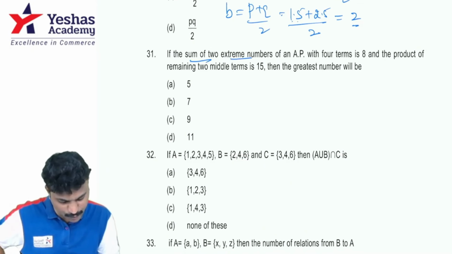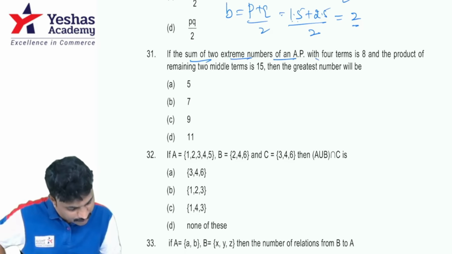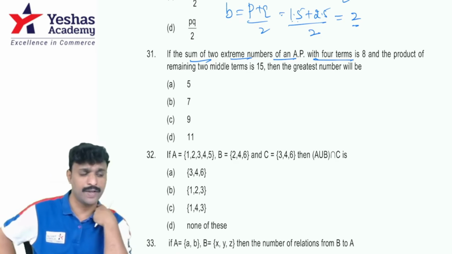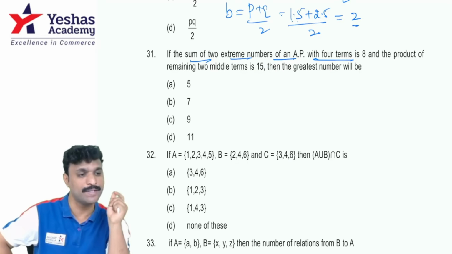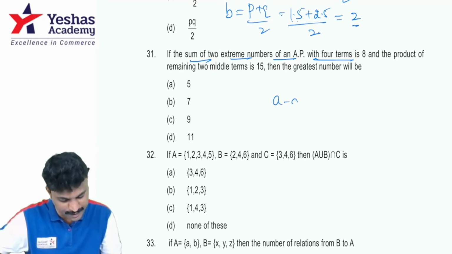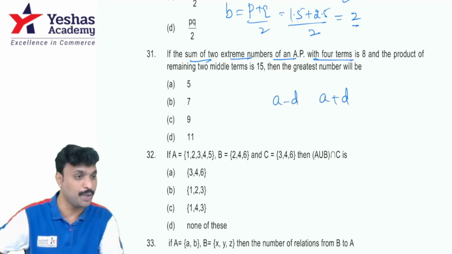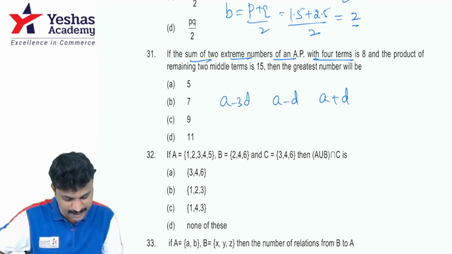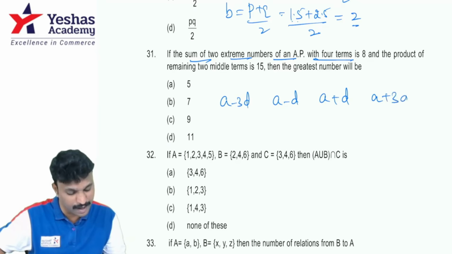If the sum of the two extreme numbers of an AP with 4 terms is 8. Guys, whenever they talk about 4 terms, please always take the 4 terms as A minus D, A plus D as the middle 2 terms, and A minus 3D is the first term, A plus 3D as the last term.